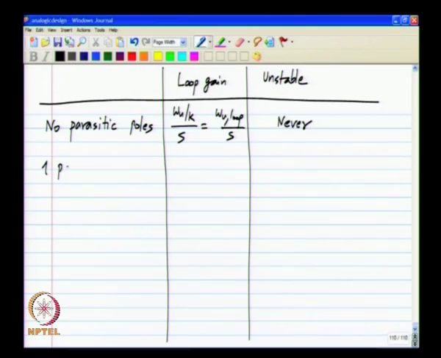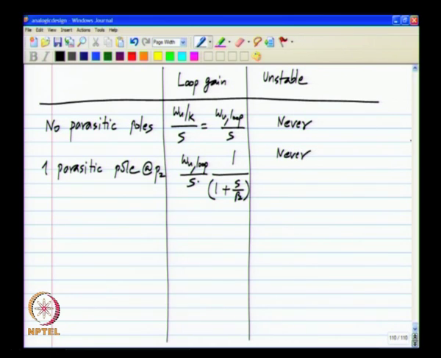So, let us say you have one parasitic pole at a certain frequency P 2, the loop gain function will be omega u loop by s times 1 by 1 plus s by P 2, and actually even this never becomes unstable, but it does get underdamped or shows ringing if P 2 is less than 4 times the unity loop gain frequency. Okay.